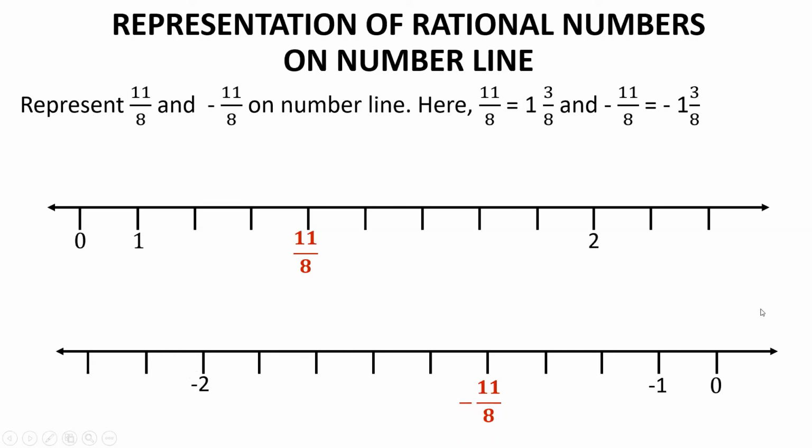And now minus 1 I already have over here. So beyond minus 1 on the left hand side, I have to mark 3 upon 8. So on the third mark after minus 1, that is first, second and third, this third mark will represent minus 1 integer 3 upon 8, or it is minus 11 upon 8.